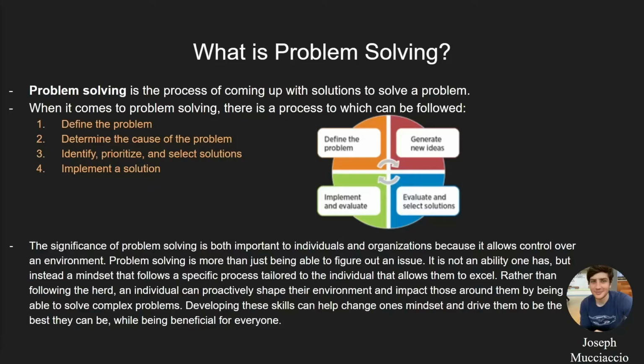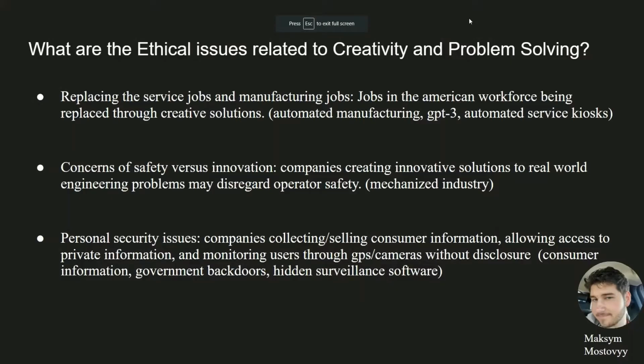And obviously, what I just said is a great example. Let's continue forth. What are the ethical issues related to creativity and problem solving? Well, replacing service jobs and manufacturing jobs is a big concern that I personally have. Jobs in the American workforce being replaced through creative solutions such as automating manufacturing, GPT-3, or automated service kiosks.